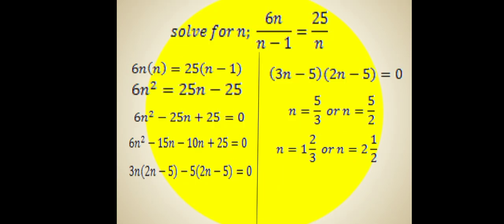Solve for n. Now here we shall cross multiply so that we have 6n times n and n minus 1 times 25. And then solving, we find that n is either 1 and 2/3 or 2.5.